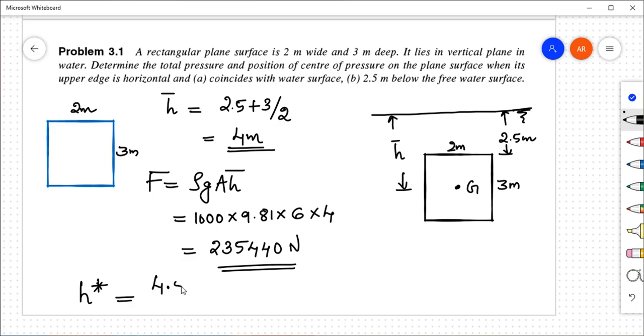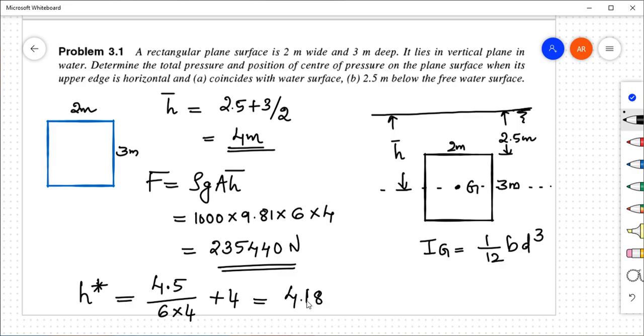Ig is 4.5 meter to the 4. Moment of inertia is measured about an axis which is parallel to the free surface. This is the axis considered to determine the moment of inertia, and this axis should be parallel to the free surface. So Ig is 1 by 12 into b d cube. So we will get the same value 4.5, divided by area 6, h bar 4, plus 4, we'll get it as 4.1875 meters.